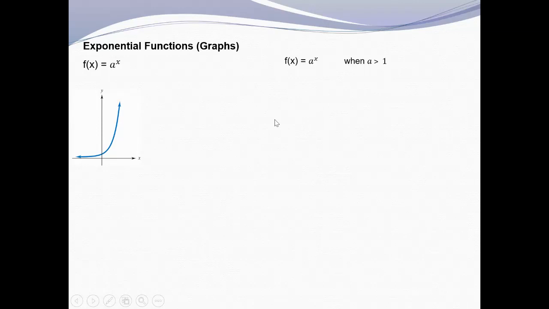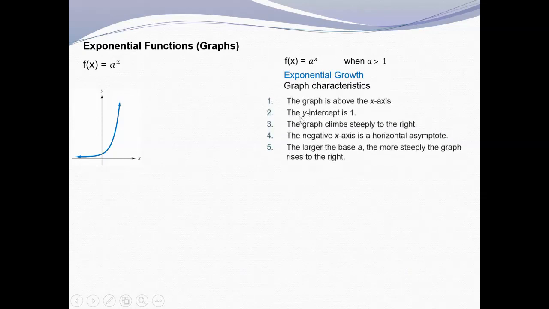Okay, now, these are exponential functions in the graphs. If you have f of x equals a to the x power, the graph will always look like this. This is exponential growth. It starts low and it keeps going high. And here are the characteristics. When a is more than 1, it's called exponential growth. This is the graph characteristics.